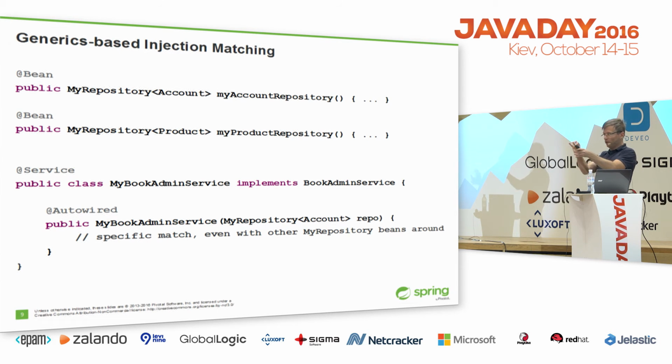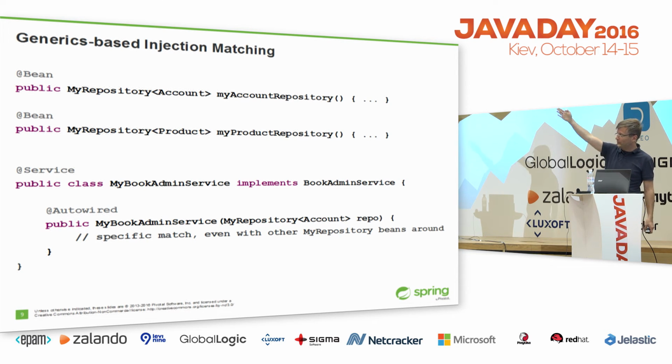You say myRepository of account on the left-hand side, and you're trying to assign a new myRepository impl of account on the right-hand side. If the compiler is going to accept the assignment, we consider it a match. That's the simple rule behind this. This is actually somewhat new. As of Spring Framework 4.0, it works like this.